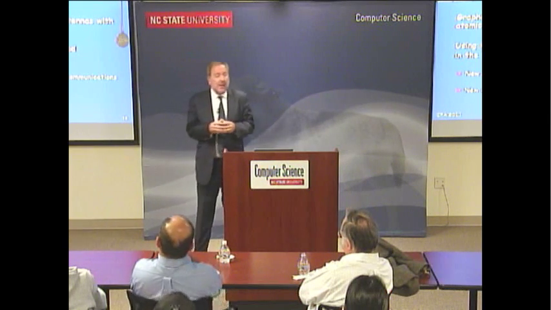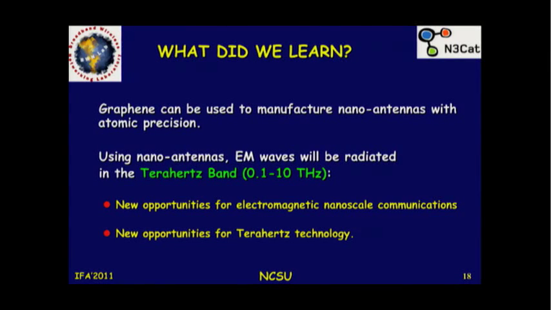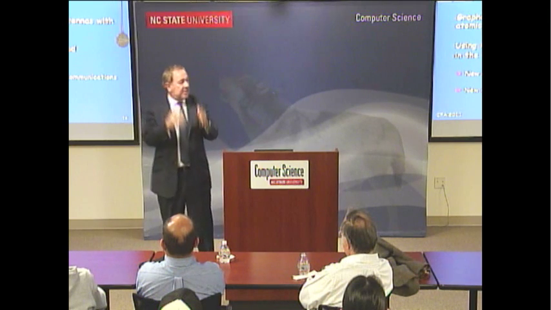So what did we learn from this study of the nano antenna? Using these nano antennas, the electromagnetic waves will be radiated in the terahertz band, like 0.1 to 10 terahertz. That means we have new opportunities for EM scale communications. You cannot use the existing communication protocols that you may know from classical textbooks and research of the last 40 years. Forget them. I will also convince you through our results. Now that we go to the terahertz band, we need all these new solutions. I will come back to this again.